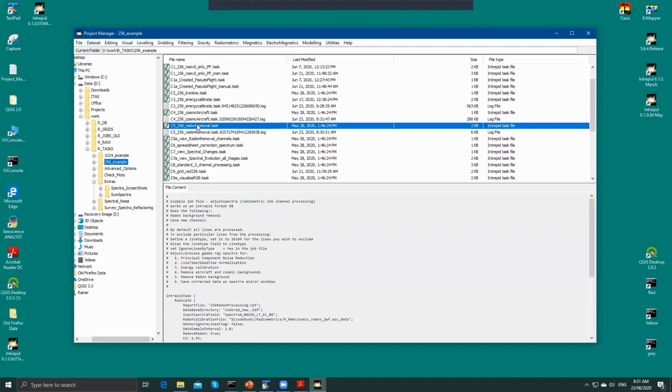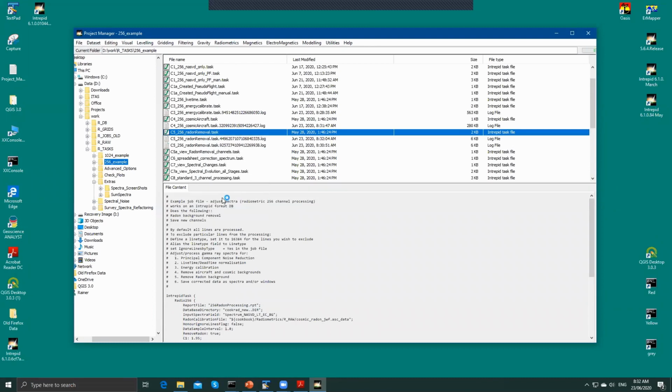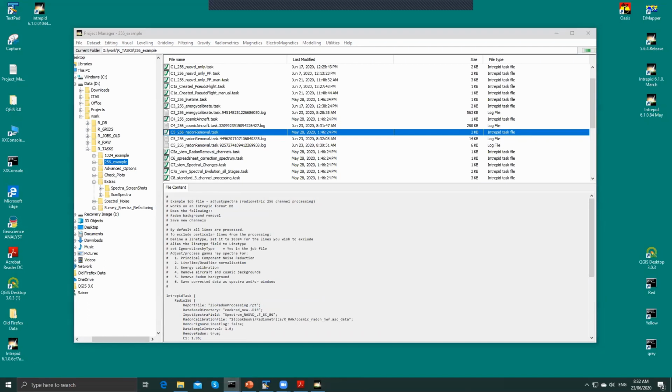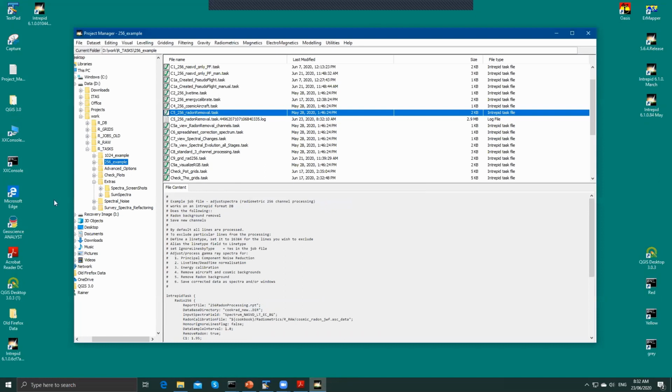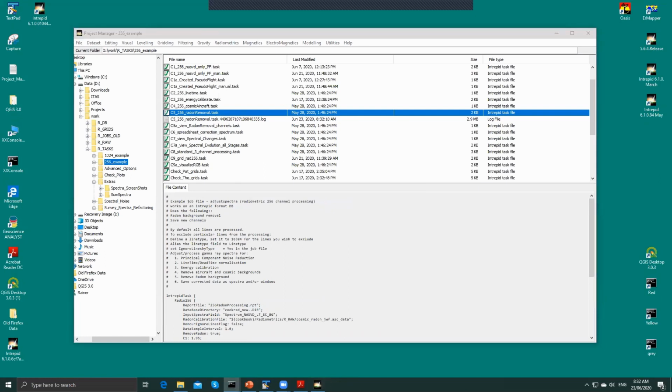And I don't know, it's 8:30 already. It's 4:30 your time. So let's just run the radon removal task also, just run it as a task. So that one is done. Are you at the same stage? Yep, I just ran both task files. They look like they completed.